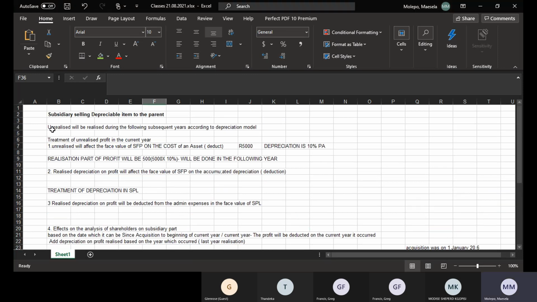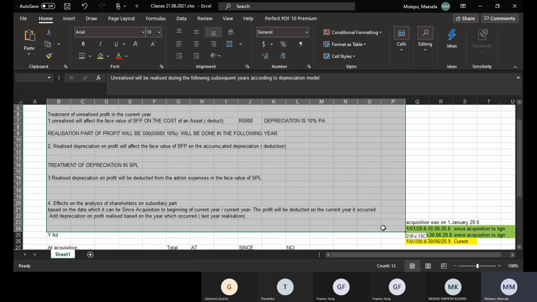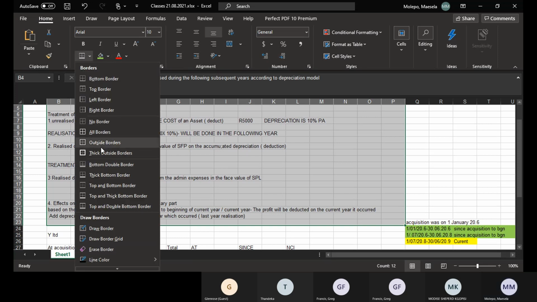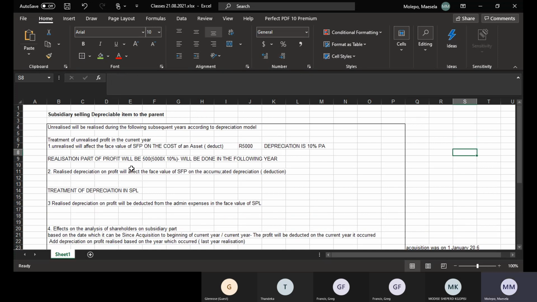Any question? So you must note these summaries that I've done with regard to the selling of a depreciable asset to the parent by the subsidiary. Anyone who has a question? Okay, silent means everything is fine.